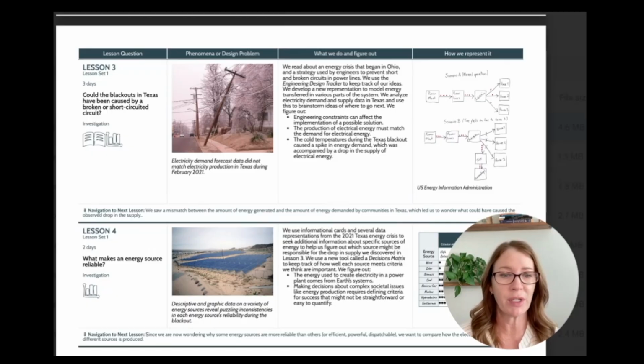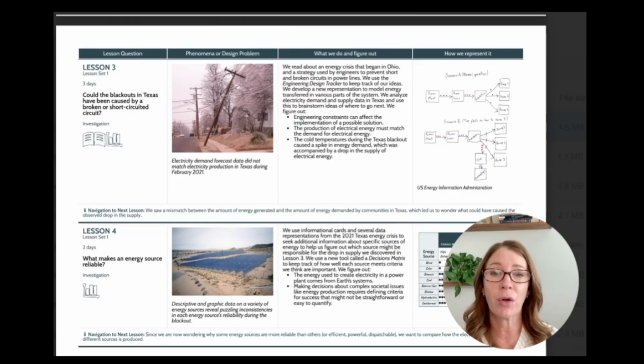So in lesson 2, we start to develop those terms, but now we're wondering, could that have been the problem in Texas? And so we read an article about an energy crisis and about some broken power lines, and we actually model several different scenarios. There's a lot of energy transfer modeling happening here.